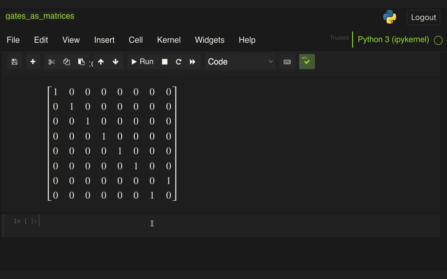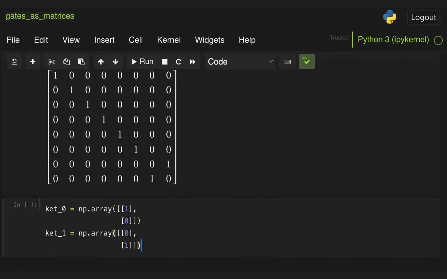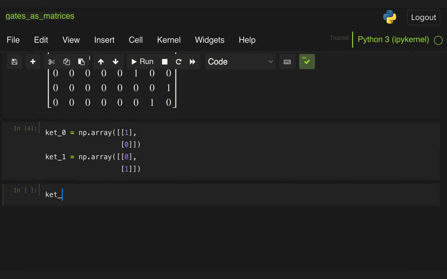Let's first start by constructing, for example, the ket representation of 0, 0, 0. We showed how to do this in the previous video. First, we create a column vector for our ket 0. So we just create a NumPy array, and one for ket 1. And then we can construct ket 0, 0, 0 by performing the Kronecker product between three of these ket 0 elements. So we do the Kronecker product between ket 0 and ket 0, and then we have to do this again for another ket 0.